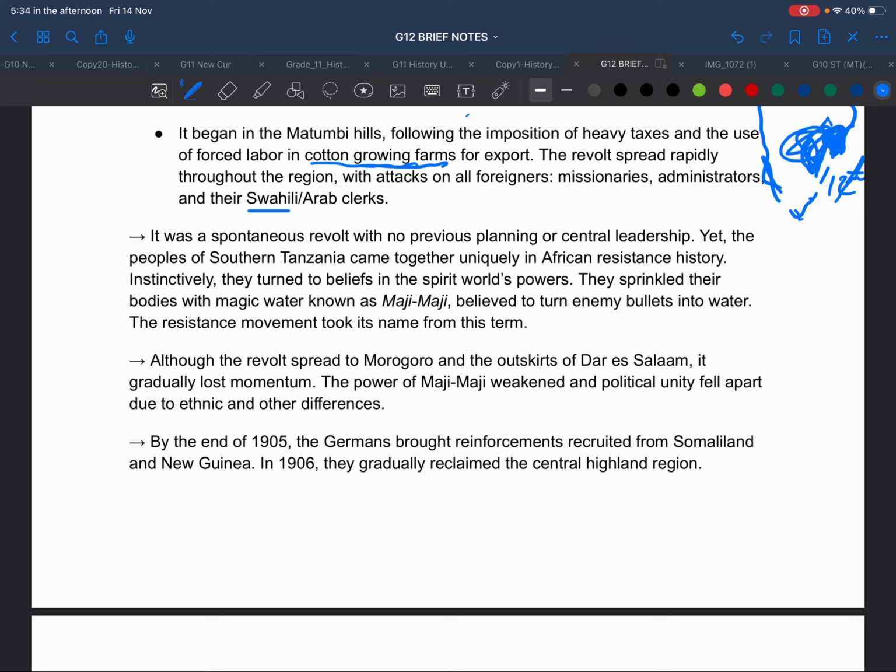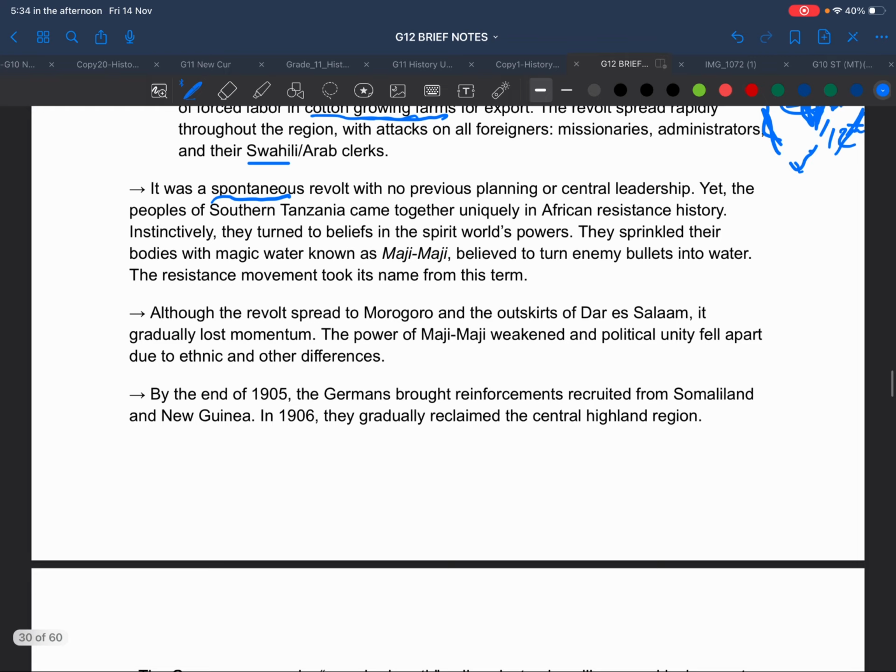It was a spontaneous revolt, not planned, something that just exploded immediately, a revolt with no previous planning or central leadership. Yet the peoples of southern Tanzania came together uniquely in African resistance history. Instinctively, they turned to the spirit of world powers. They sprinkled their bodies with magic water known as maji maji. This is a Swahili word, maji maji.